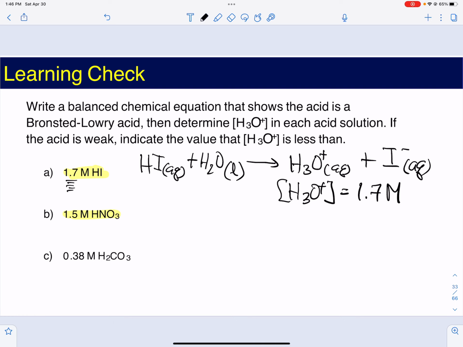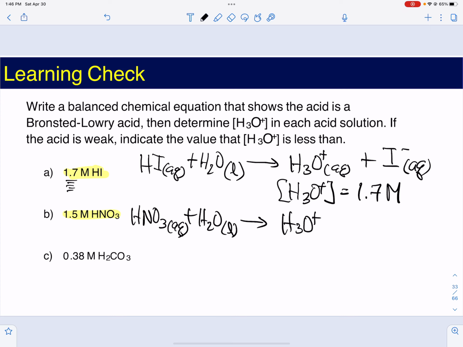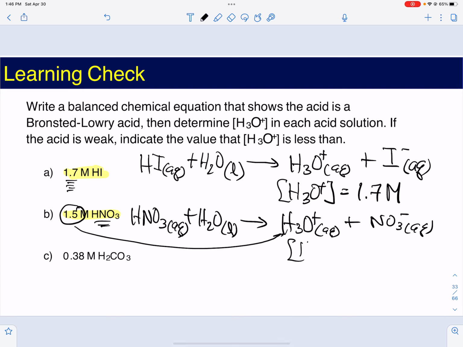As simple as that. So the formula showing that this is a Bronsted-Lowry acid for the nitric acid will be the nitric acid donating a proton to the water, making hydronium and the conjugate base. Since this is a strong acid, all of this will become hydronium, so the hydronium concentration is going to be 1.5 molar. So it's a relatively easy concept, right? If it's a strong acid, all of it will become hydronium, so the concentration is the same.